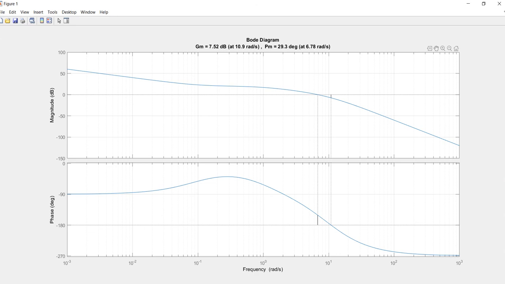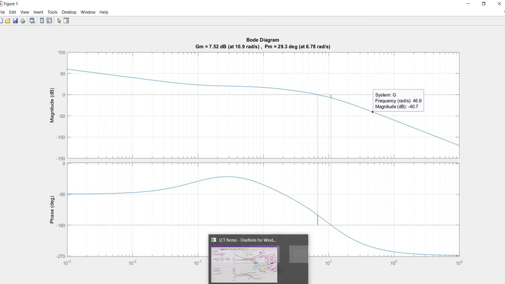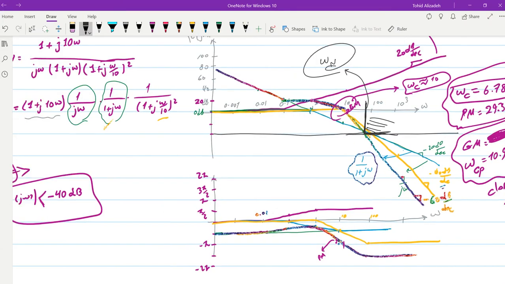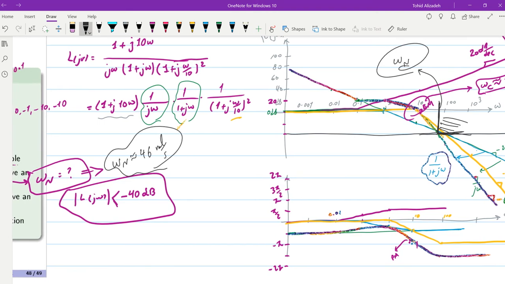We need to find out the frequency at which amplitude goes below minus 40. We are kind of close to it, minus 40.7. So the frequency will be around 46. Omega n will be around 46 radian per second. After that frequency, the amplitude of L of j omega will fall below minus 40 dB, and therefore the 100 times noise attenuation will happen.